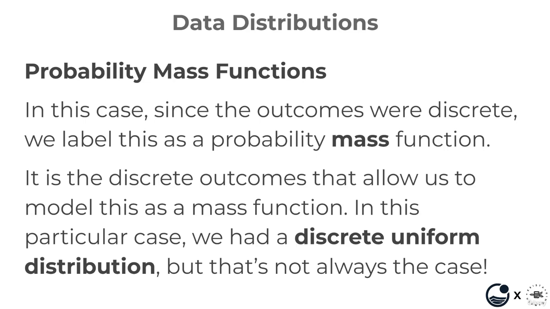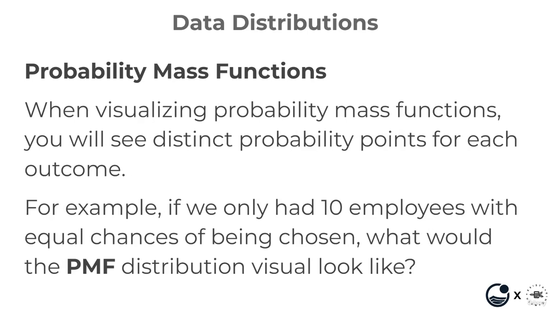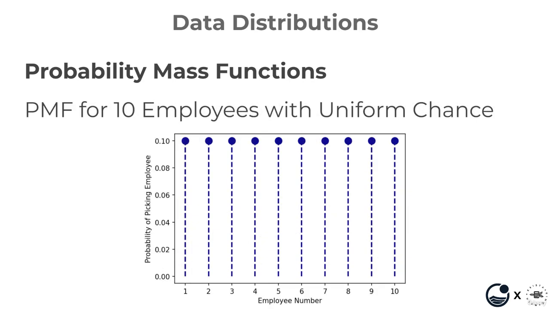Keep in mind that's not always the case. For example, maybe the CEO could have multiple emails because he or she is so important. And in that case, maybe it's not going to be uniform because the CEO actually has a higher chance of being picked. But in this case, we kept it discrete uniform. When visualizing probability mass functions, you're going to see distinct probability points for each outcome. For example, if we only had 10 employees with equal chances of being chosen, what would the PMF distribution visual look like? Well, the probability mass function for 10 employees with a uniform chance could be visualized as the following.